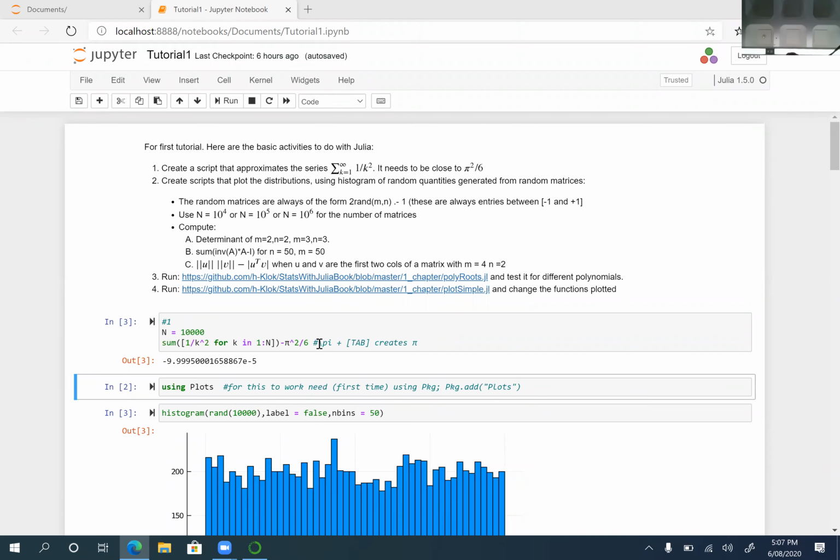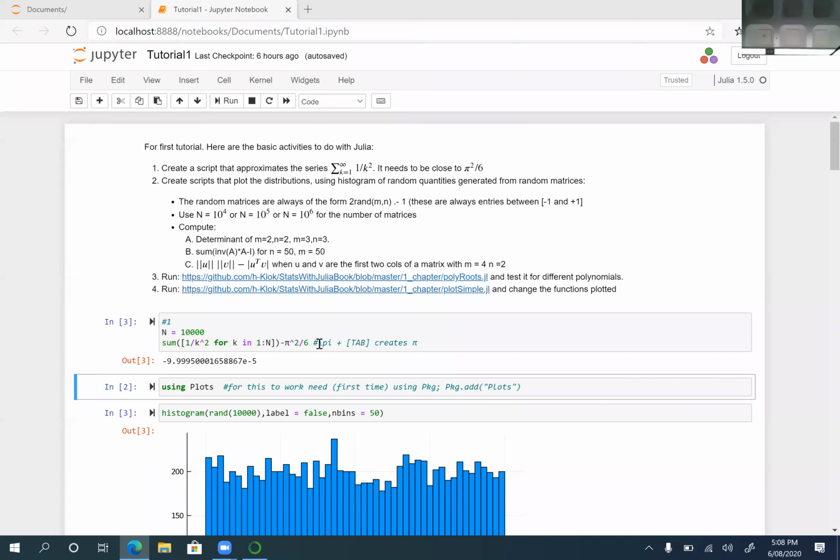Okay, so next, we're going to build a histogram. To do that, you've got to enter using Plots, right? And that could take a little while to load if you haven't already. And then once you have, the histogram should work.